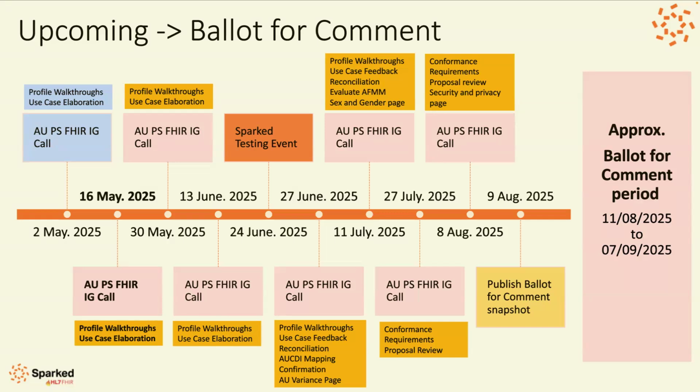So this timeline leads to the ballot for comment, the 11th of August to 7th of September. In the lead up to June, we'll have profile walkthroughs and use case elaboration. Then late June shifts to things like use case feedback, reconciliation, AFMM and AUCDI mapping confirmation, and AU variance confirmation. There's also a Spark testing event on the 24th of June, which will be a major checkpoint for the AUPS. And in late July and August, there's a focus on conformance requirements, security and privacy. Then on the 9th of August, we target to publish the ballot for comment snapshot.